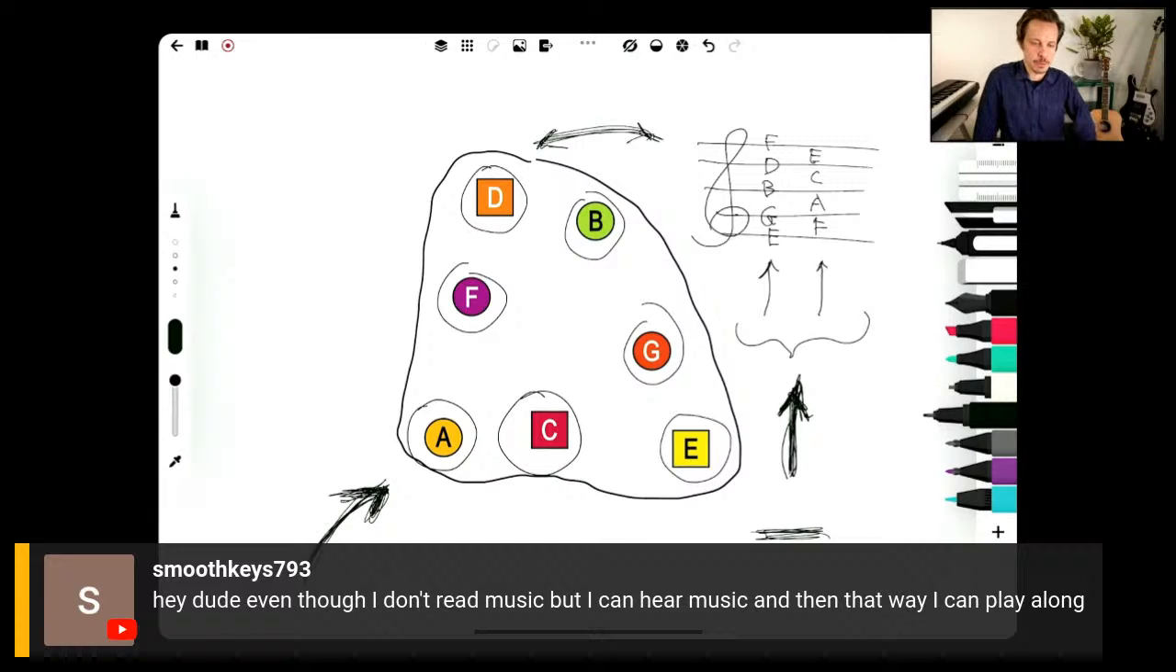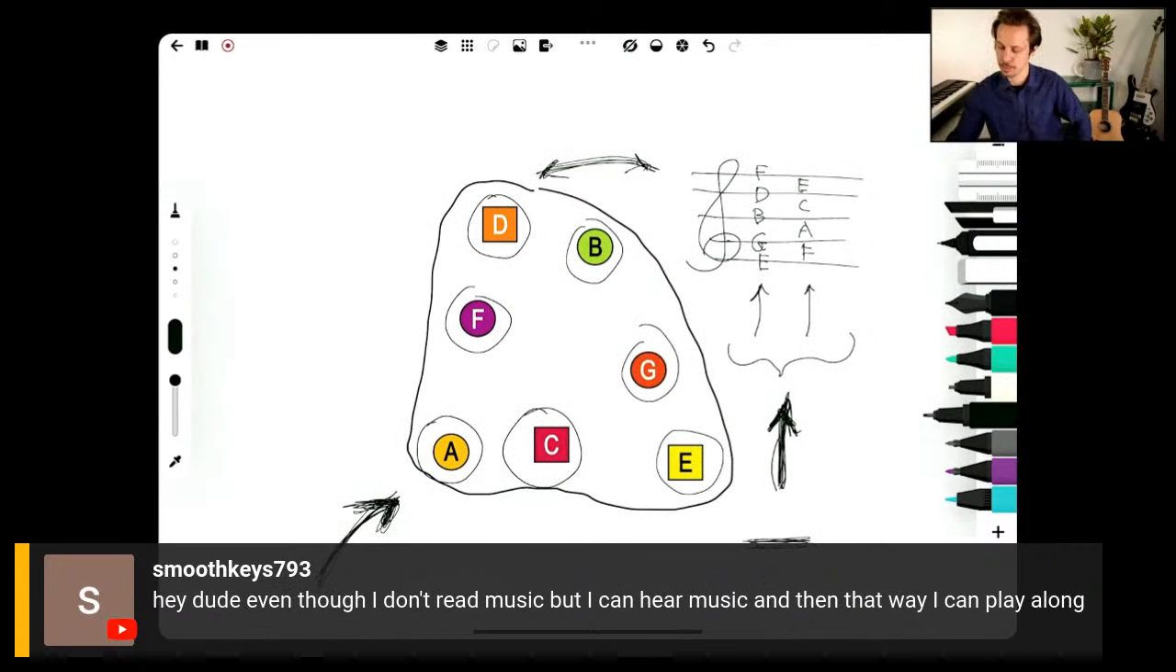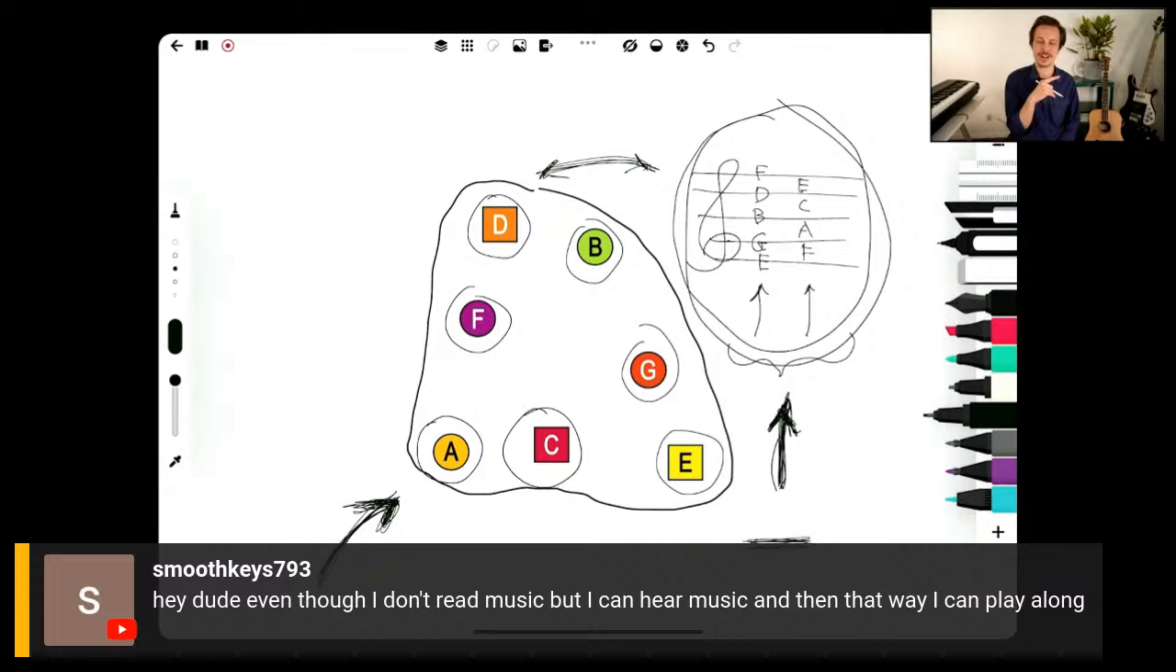Smooth Keys 793, thanks for being here. So hey, dude, even though I don't read music, I can hear music, and that way I can play along. So yeah. This one, I'm leaving it on the screen, even though I really don't want to, showing the traditional notation because I'm definitely going to be doing more videos about this.